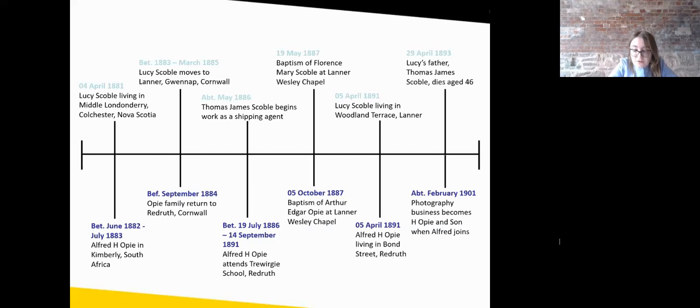I know Alfred went to Trewergy School in Redruth between the 19th of July 1886 and the 14th of September 1891, because the boys' admission register for those dates is part of the Kresen Kernow collections. The archive looks after surviving records for state-funded schools in Cornwall. I don't know anything about Lucy's education, which is a little bit disappointing.